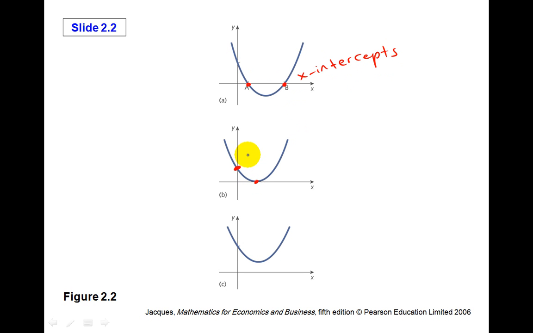But here you have something which is called the y-intercept. Actually, even here you have a y-intercept. In this equation you have just a y-intercept, but you have no x-intercept. So these are different types of graphs.